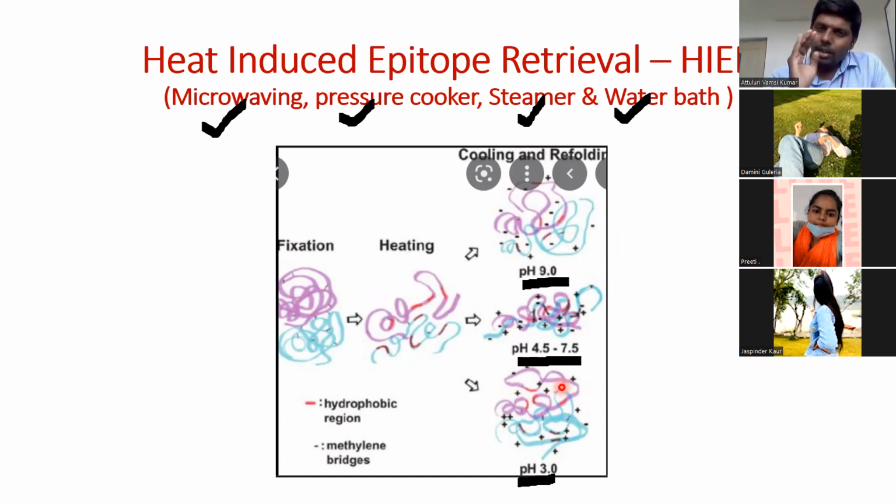When we are subjecting it to the pH, we use a common buffer called tris buffer solution. Tris buffer solution is an ideal solution that covers a wide range of pHs. In the presence of this tris buffer solution, the proteins will refold to their original state. So that is the idea of antigen retrieval.